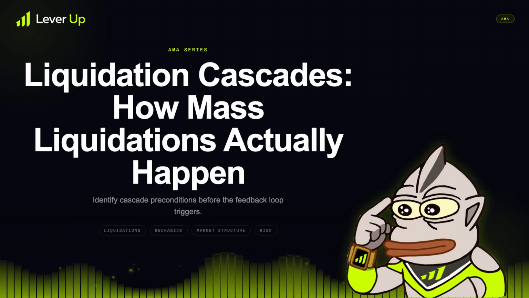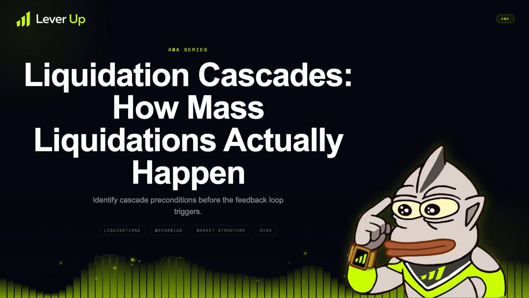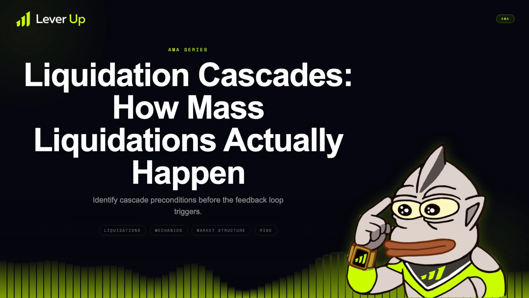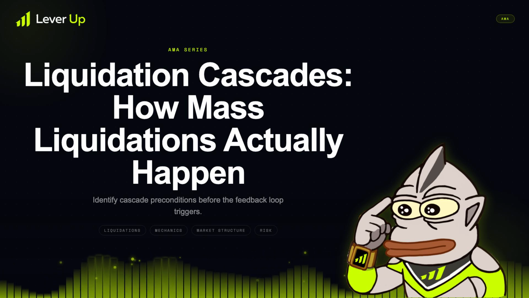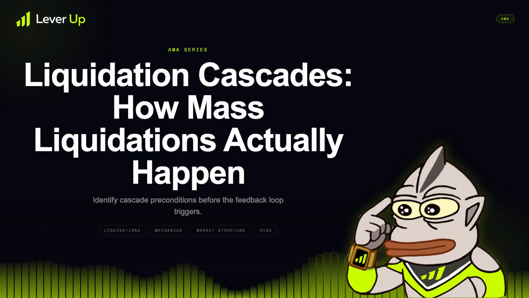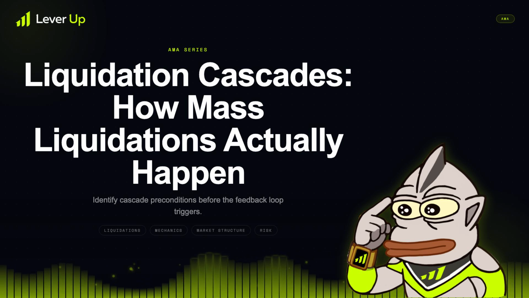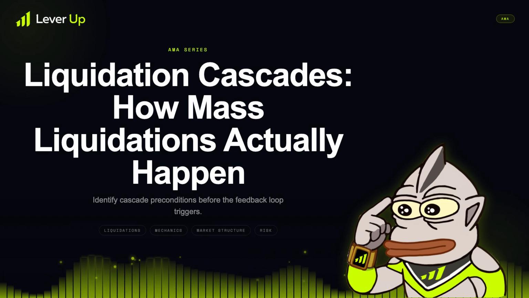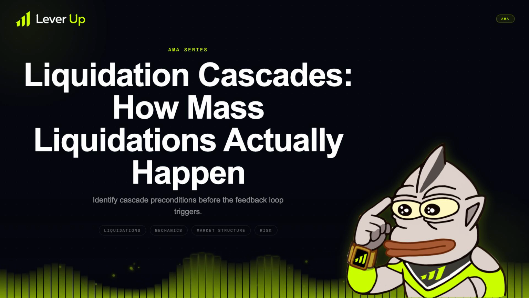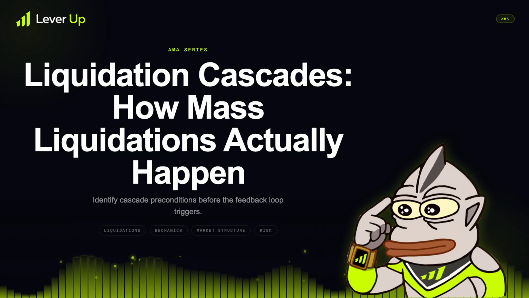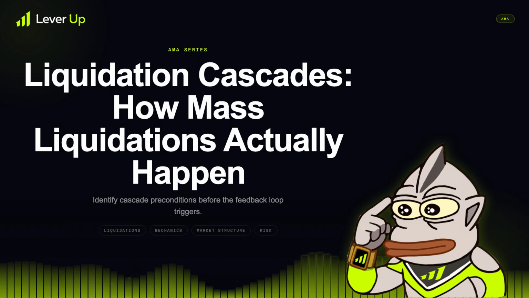Third, market depth. In thinner markets, the sell pressure from liquidations moves price more per unit of volume. The same liquidation flow creates a larger price impact, which means the cascade propagates further before the feedback loop breaks. Deep, liquid markets can absorb more liquidation pressure before the move becomes self-reinforcing.